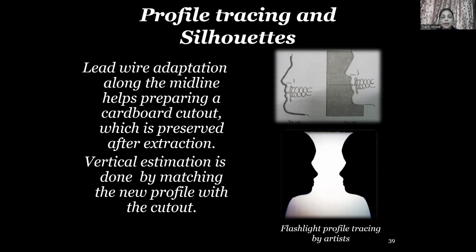Lead wire adaptation along the midline of the face helps us prepare a cardboard cutout of the profile. We prepare the cardboard cutout, which is preserved after extraction. Vertical estimation is done by matching the new profile with the cutout. So this cutout is prepared before extraction of the teeth, and then it helps us determine the vertical dimension of occlusion by matching the new profile with the cutout.